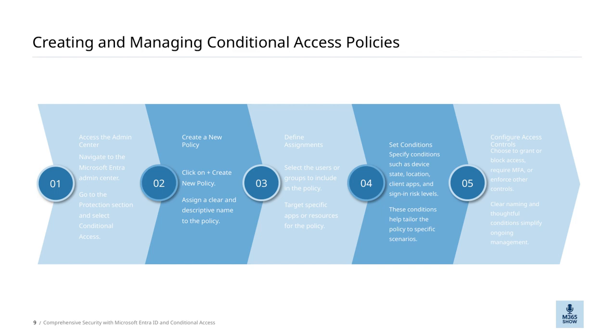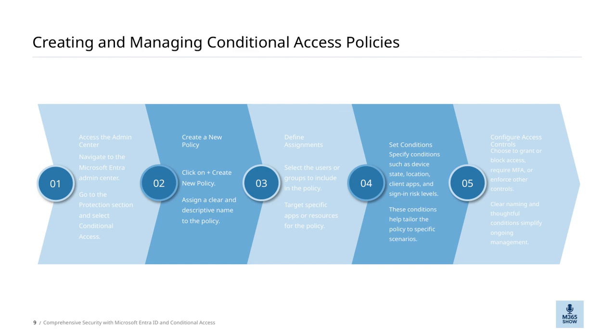Once you've named it, you'll select the users or groups that this policy will target. This helps ensure you're applying the right controls to the right people. After that, you'll target specific apps or resources that the policy will affect. This way, you're customizing access based on the particular services or data involved. Then, you'll define the assignments by specifying conditions like device state, location, client applications, or sign-in risk levels. These conditions are crucial because they allow you to tailor your policies to specific scenarios, enhancing both security and user experience. Finally, you'll choose the appropriate access controls.